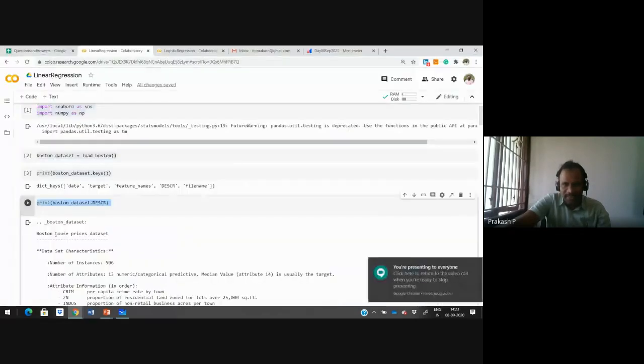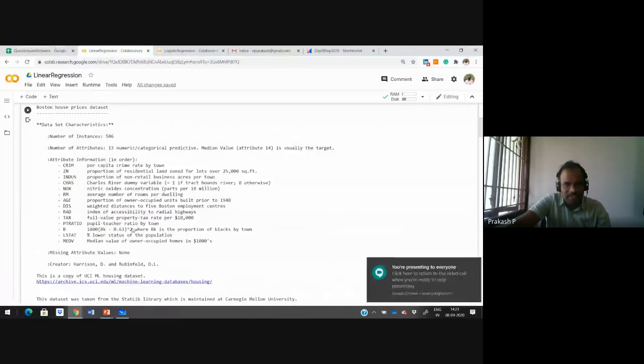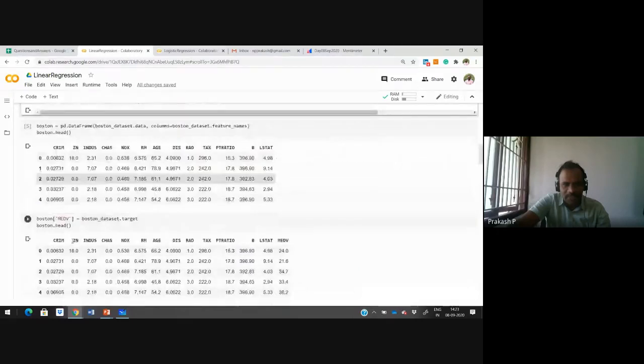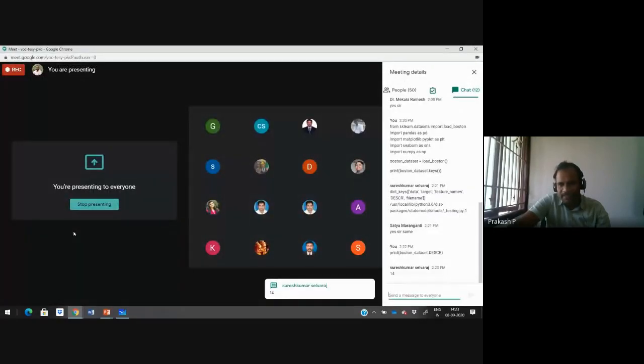So how many columns are there? Can you please find how many columns? We tried it in the last class, sorry, the morning session. Once you put this describe, you are able to see the columns: 1, 2, 3, 4, 5, 6, 7, 8, 9, 10, 11, 12, 13 columns. Or else you can put boston.dataset.columns, or else boston.dataset.shape.